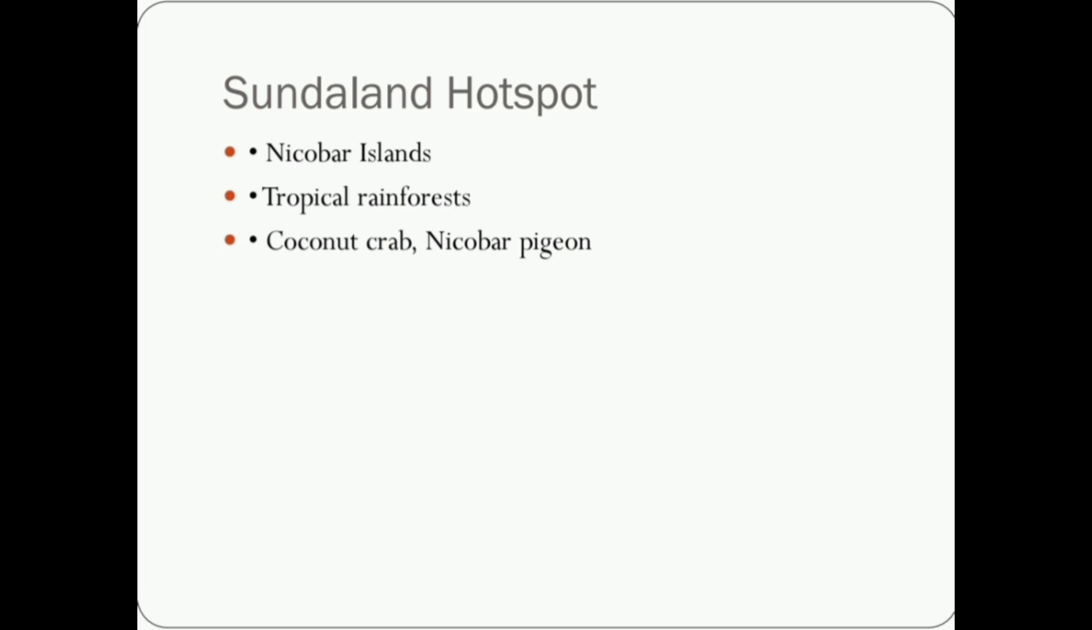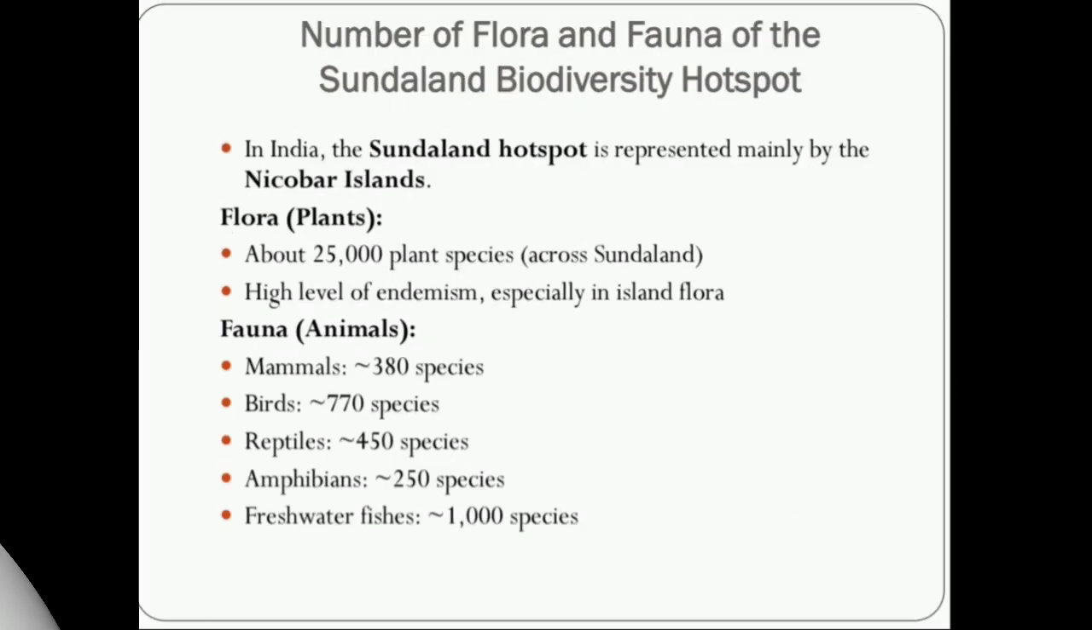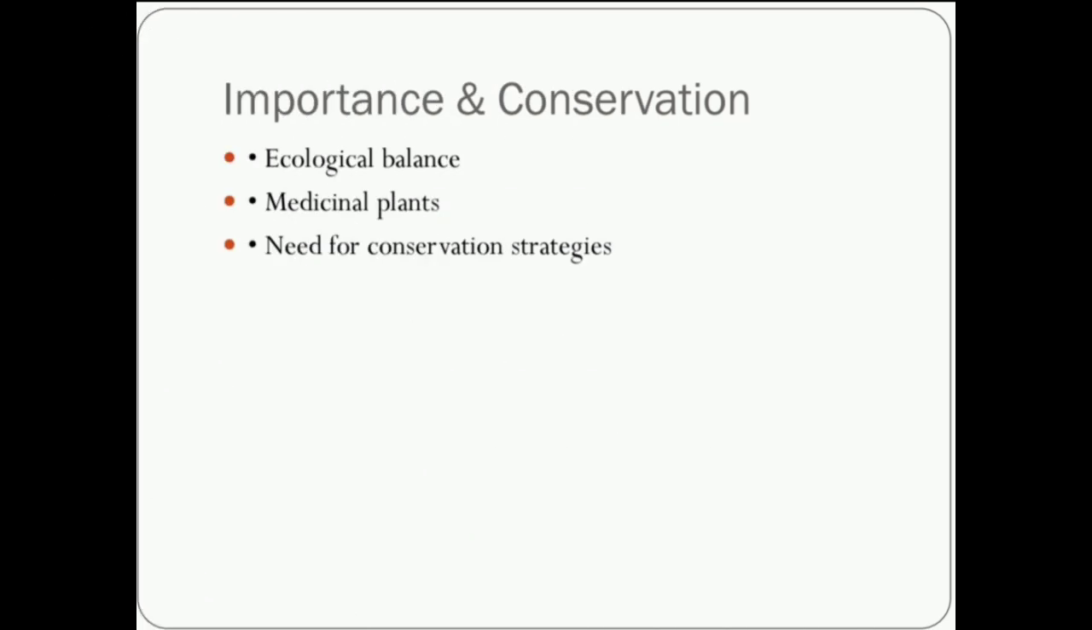Coming to the Sundaland hotspot, our Indian Nicobar Islands come in this region, and this region is rich in tropical rainforests and species like coconut crab, Nicobar pigeon are present in this region. In India, the Sundaland hotspot is represented mainly by the Nicobar Islands. Flora of this region includes about 25,000 plant species and there is a high level of endemism. Fauna includes 380 species of mammals, 770 species of birds, 450 species of reptiles, 250 species of amphibians, and 1,000 species of freshwater fishes. These hotspots are very important in view of ecological balance and medicinal plants, and there is need for conservation of these regions.